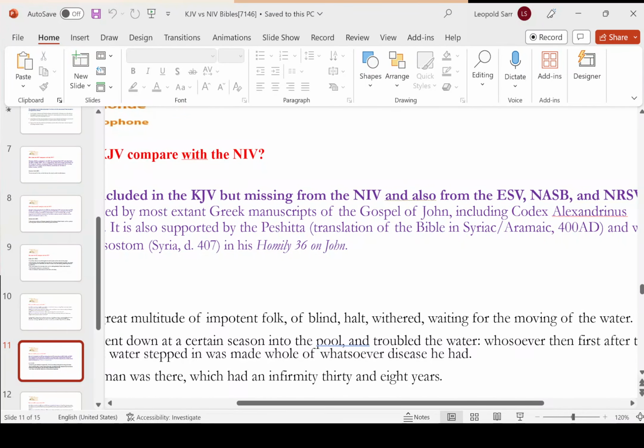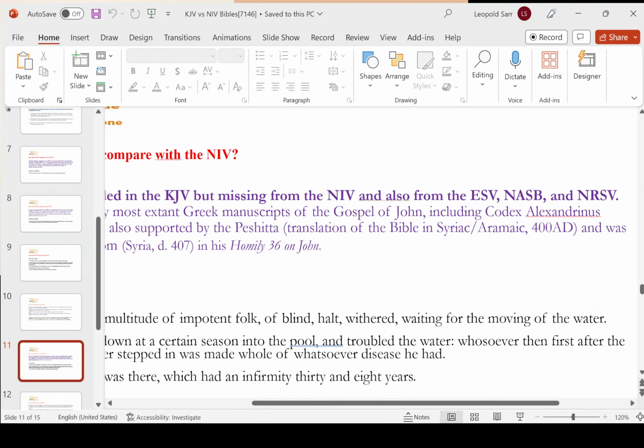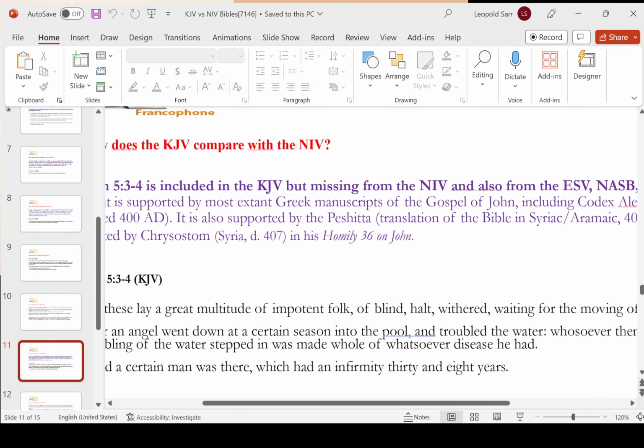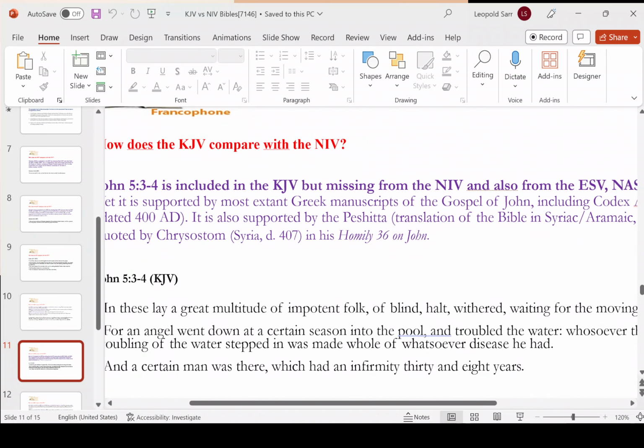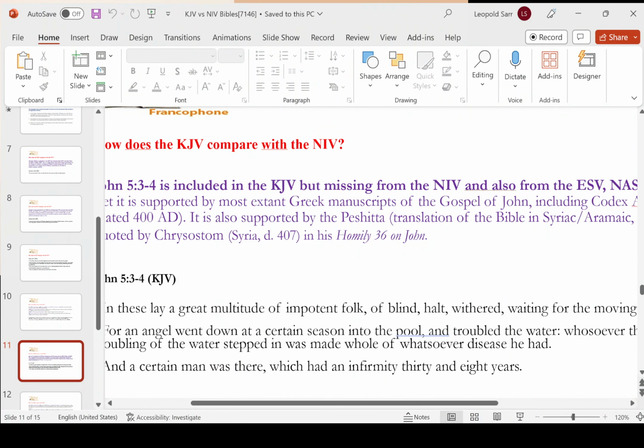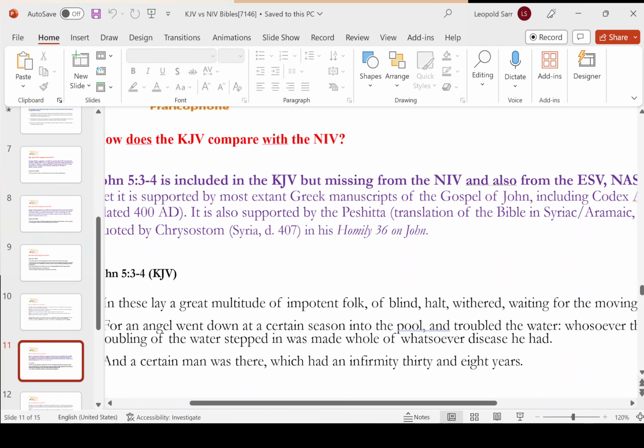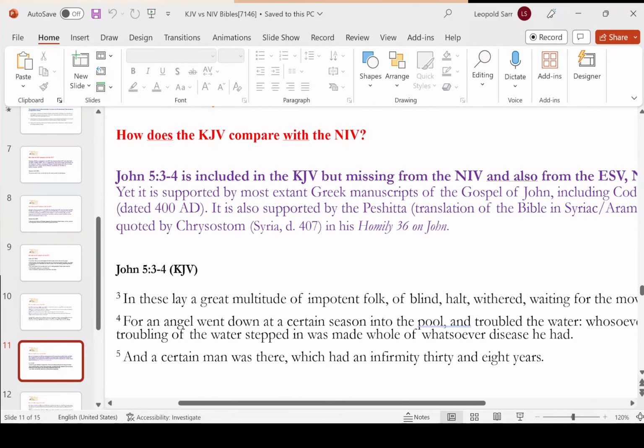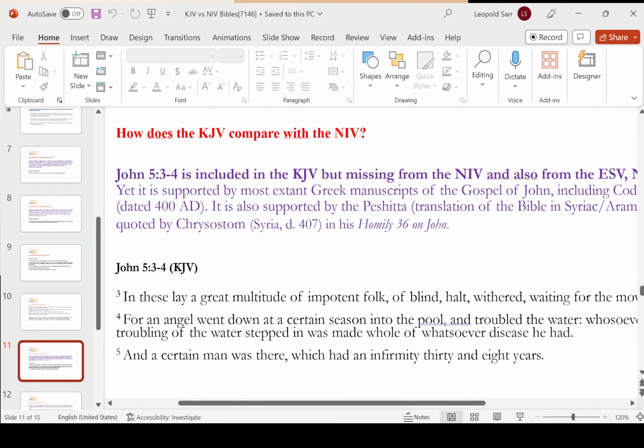Again, it is supported by Codex Alexandrinus, which is dated around 400 AD. Again, it's a manuscript that contains most of the New Testament, in particular Matthew, John, and Second Corinthians, plus some extra canonical writings such as Clement, etc. And they're of Byzantine type. And these verses are also supported by the Peshitta, 400 AD, and they are cited by Saint Chrysostom in his homily 36 on the Gospel of John.